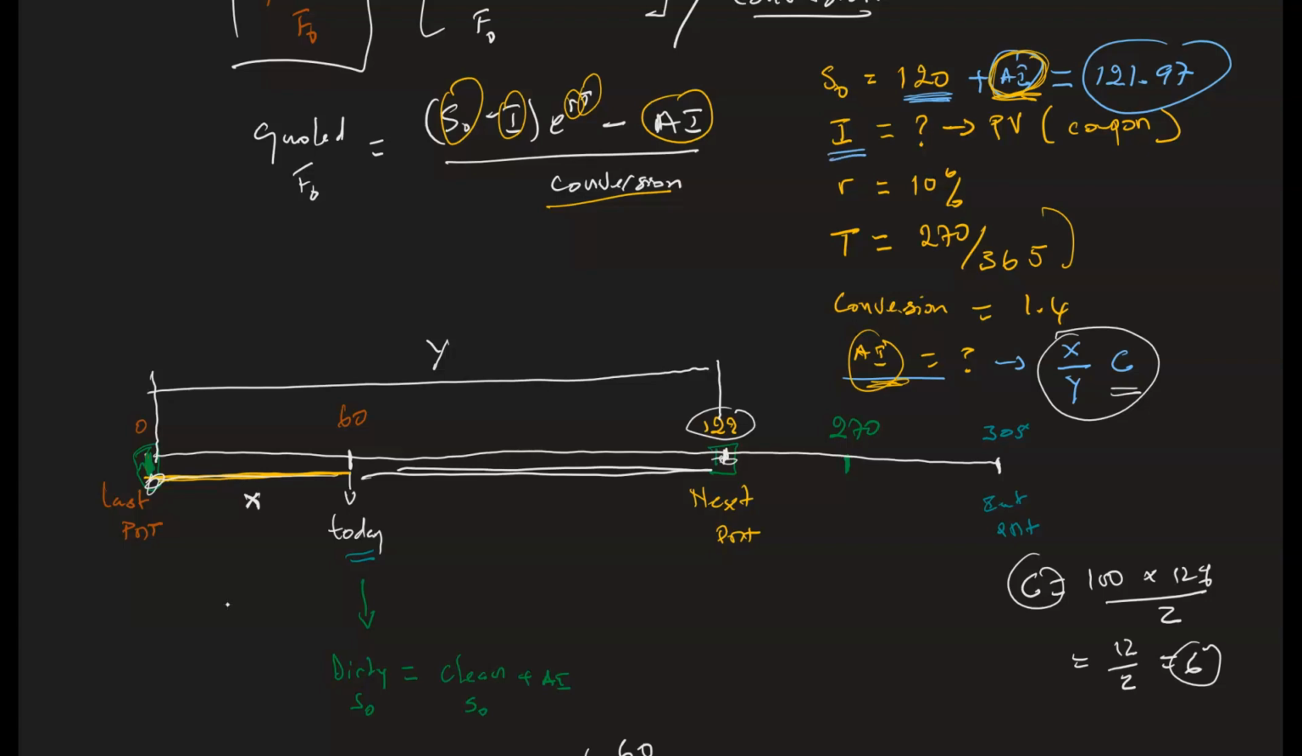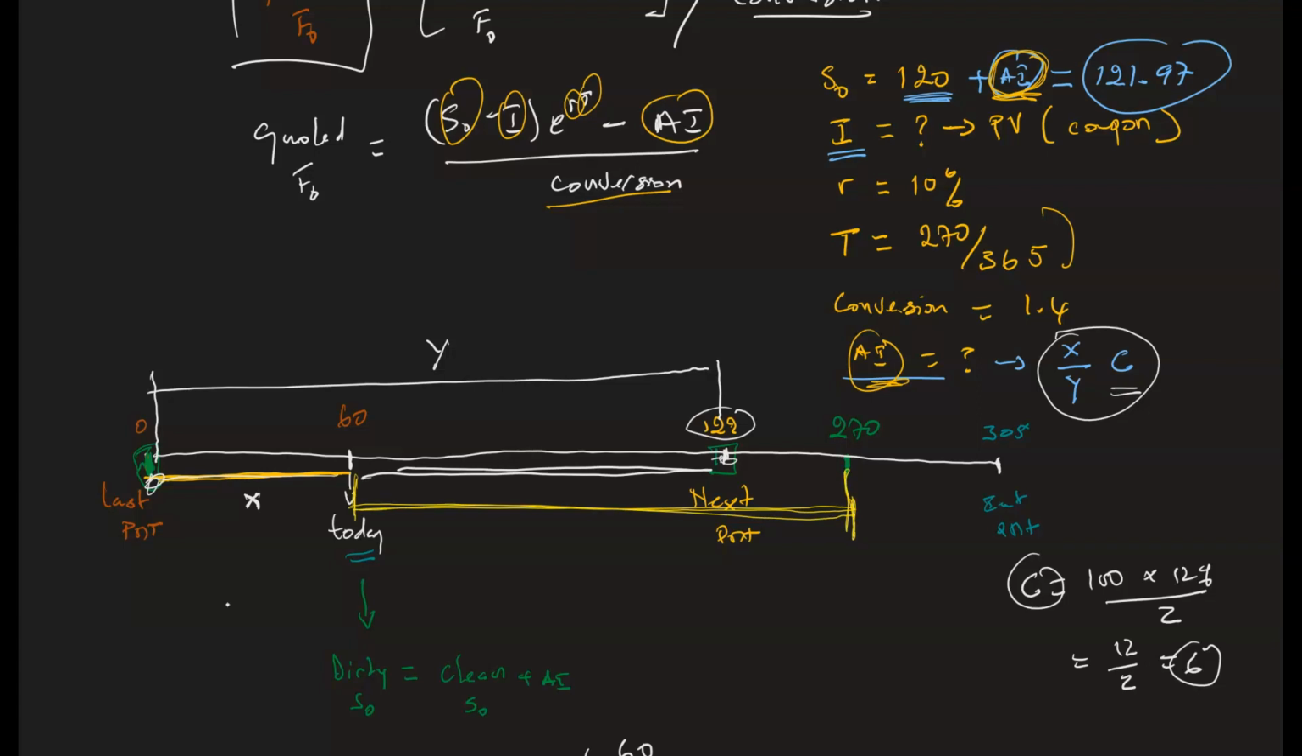Now the income is going to be the present value of a coupon that is earned over the life of the futures contract. Now what is the life of the futures contract? The futures contract starts today and expires in 270 days. So this is the life of our futures contract here.